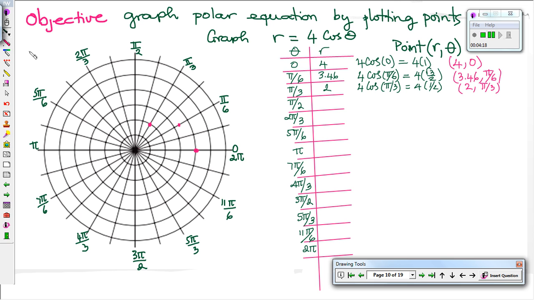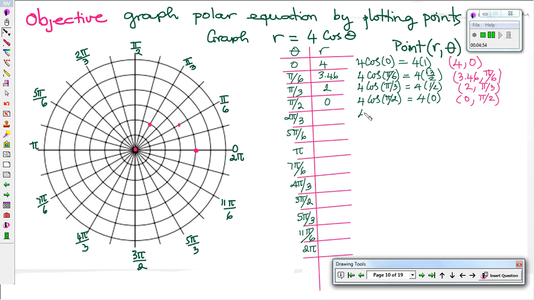Move on to point number 4. Pi over 2, 90 degrees. So do 4 times cosine of pi over 2. Cosine of 90 degrees is 0, so 4 times 0 is 0. So now we have the point 0, pi over 2. I'm going to look for pi over 2, and the point is 0, so stay at the pole.